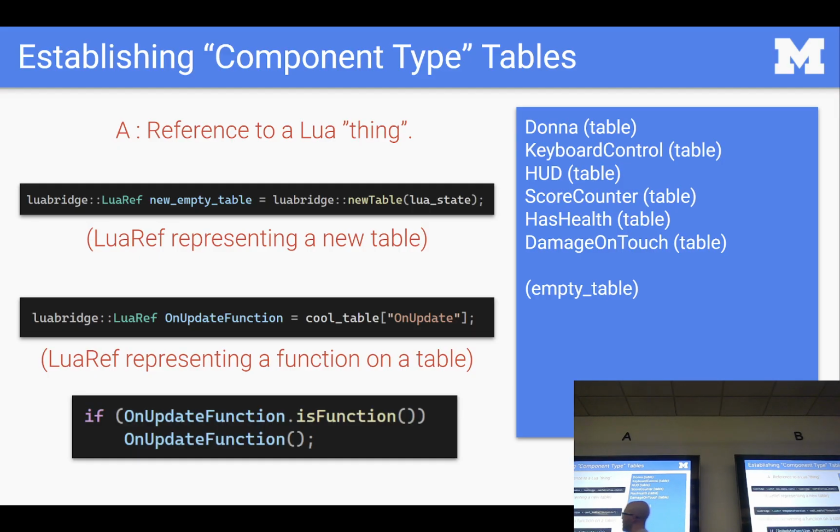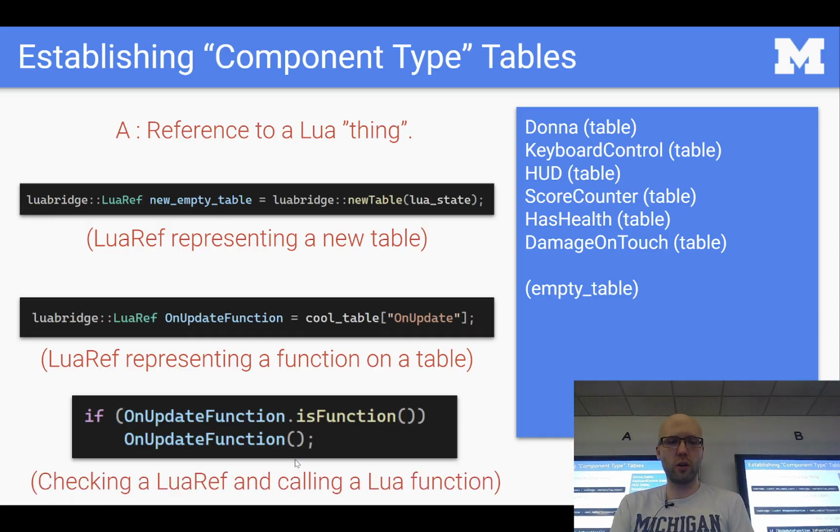Once you've got this Lua reference representing a function that is on a table, you can do things like this. You can take that variable onUpdate function, do dot is function, and this will return true if this Lua-ref is representing a function. If it's representing something else like a table or a number or even nil, i.e. null, then it will return false. Otherwise, you can run the function by using the open and close parentheses like you would a normal function.